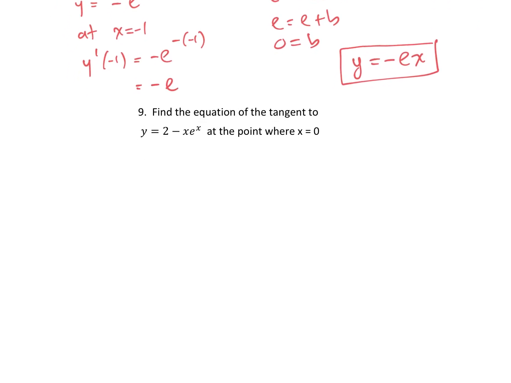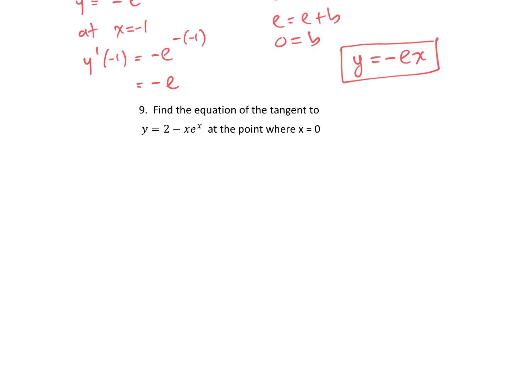In example 9, similar, we just have to find the equation of the tangent, so we want to find the slope of the tangent first. So we want to find y prime. Derivative of 2 is just 0. And then we have a product rule. So we have derivative of negative x is negative 1. E to the x stays the same. Negative x stays the same. Derivative of e to the x is e to the x.